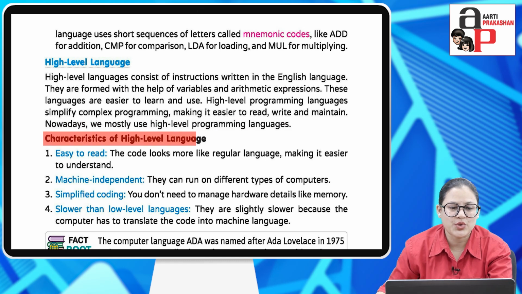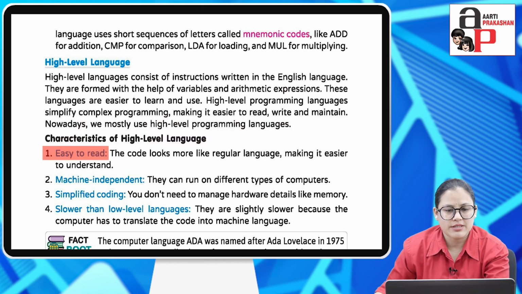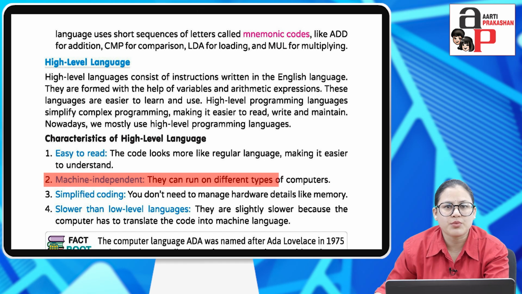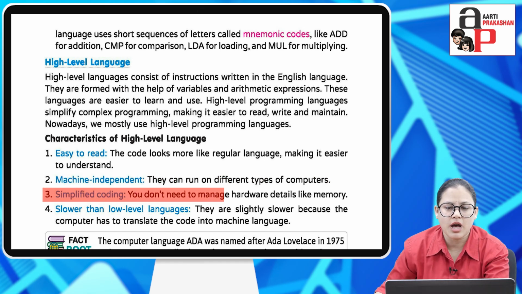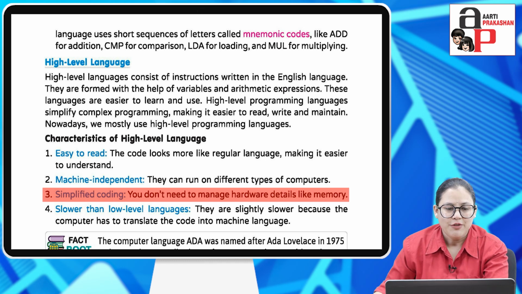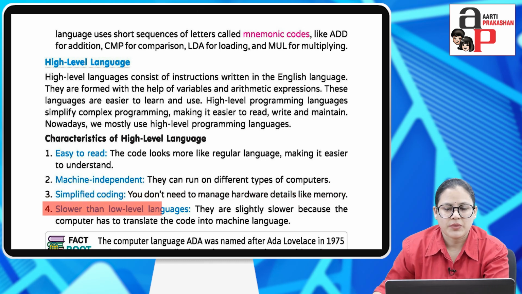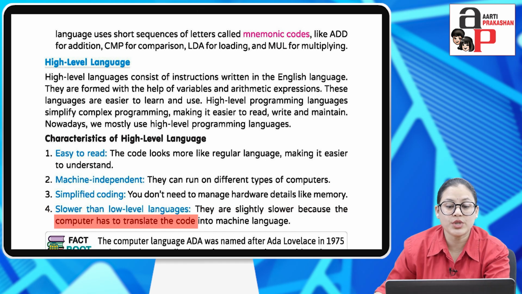Characteristics of high-level language. Number one, easy to read. The code looks more like regular language, making it easier to understand. Two, machine independent. They can run on different types of computers. Three, simplified coding. You don't need to manage hardware details like memory. Four, slower than low-level languages. They are slightly slower because the computer has to translate the code into machine language.